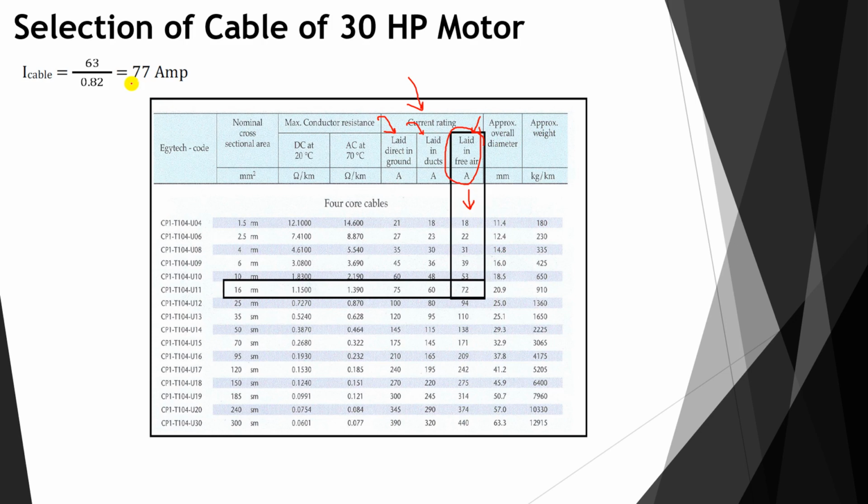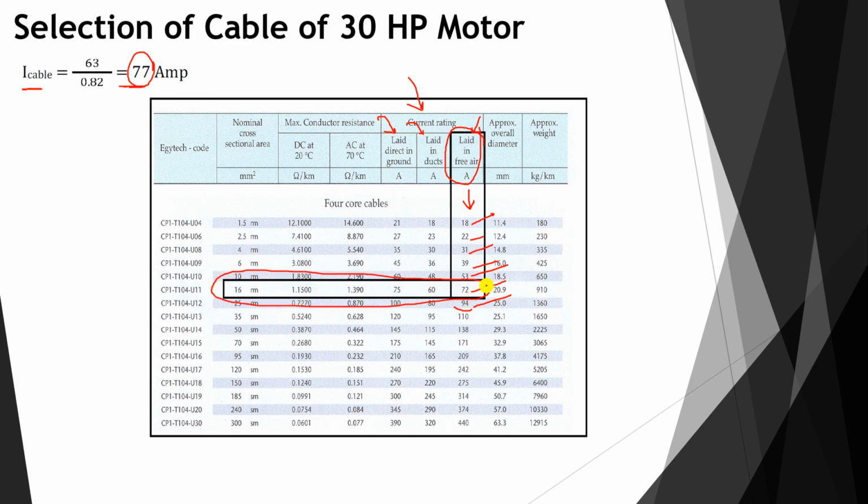The second step is that we need to find a cable that can withstand 77 ampere. If we see here, we have 18 ampere, 22, 31, 39, 53, 72 ampere and 94 ampere. You can see 77, the closest value is 72. It is lower, yes, it is lower. However, it is the closest value. You will see that 94 is very, very large compared to this. So the closest cable is 72 ampere. This cable is the one which I am looking for.